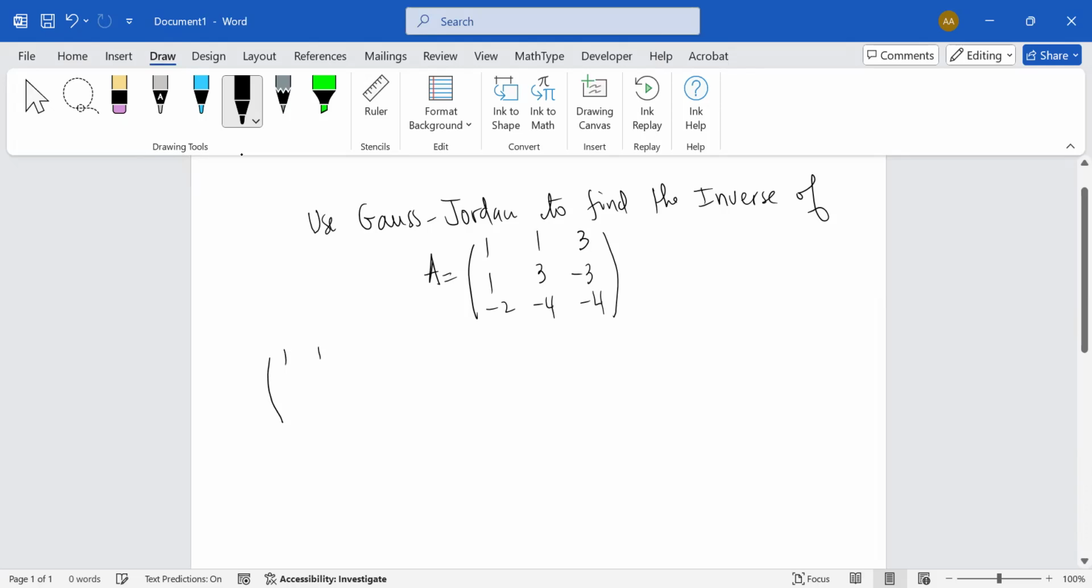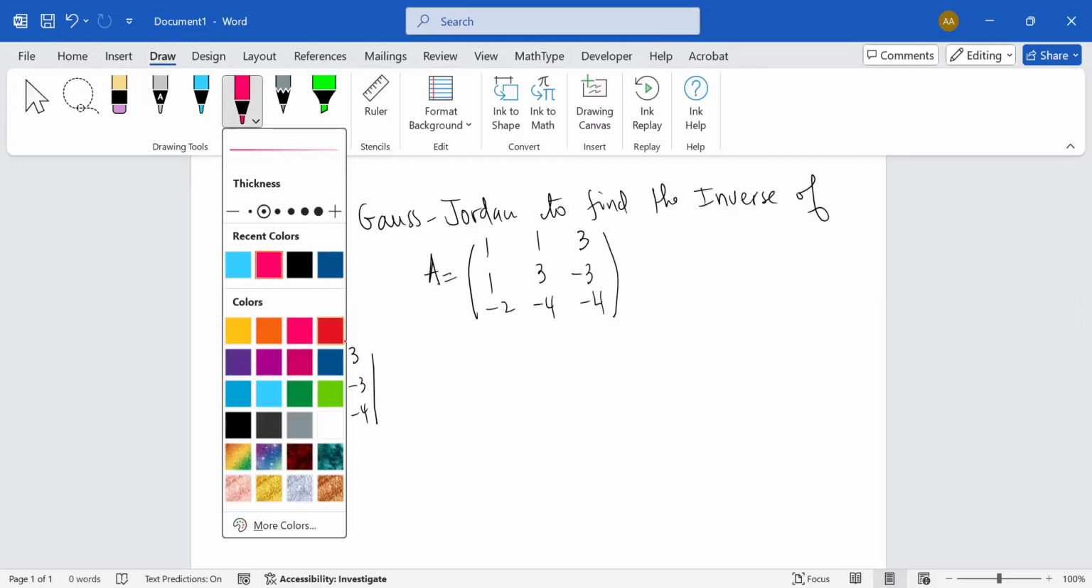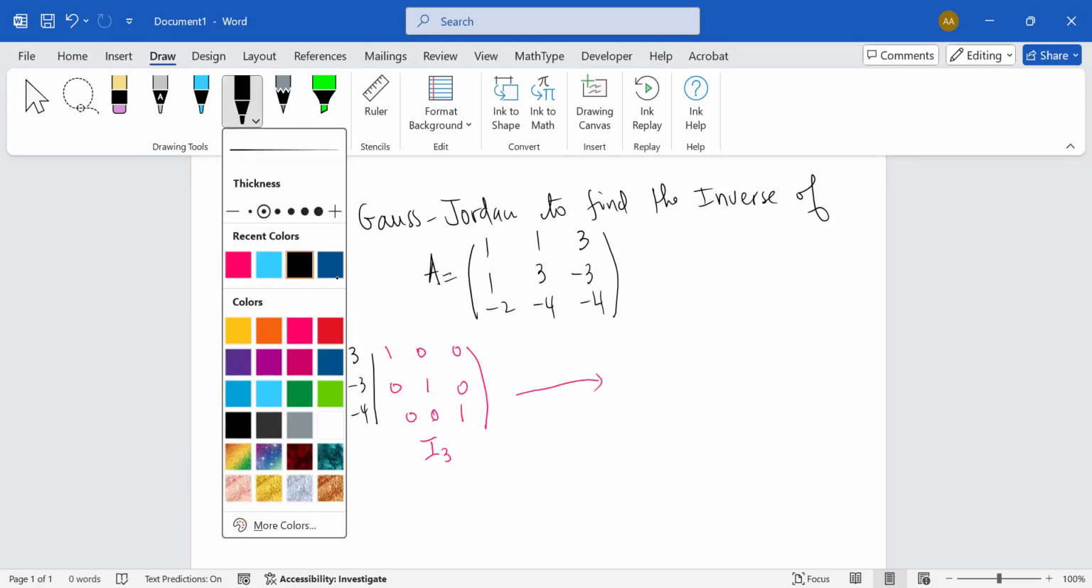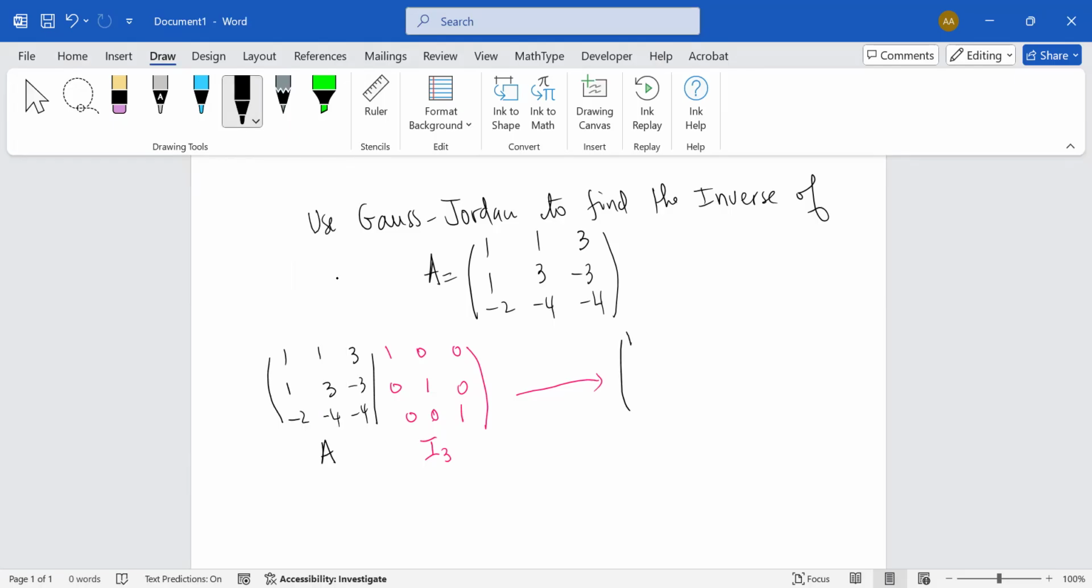We put this big augmented matrix. This is the initial setup, right? So that is A right here. And then we put on the side the identity of size 3. This is identity size 3. That's the start, and the finish, we want to finish it like that. We want to finish, the identity comes here, if possible, right?